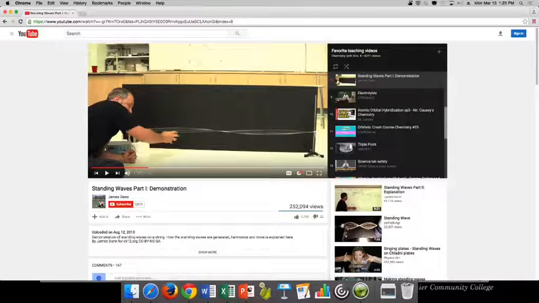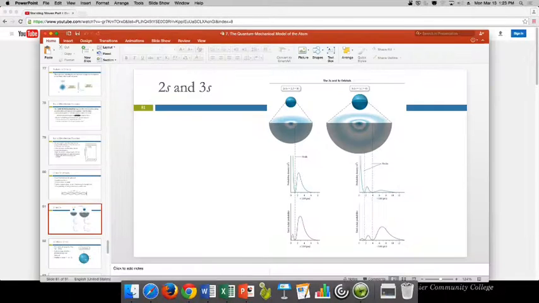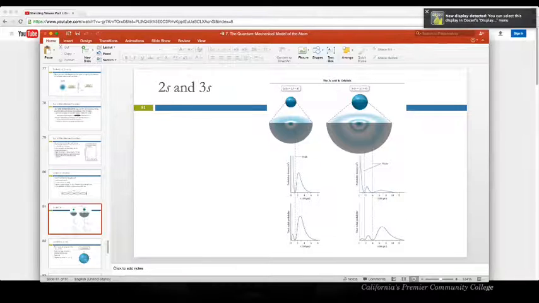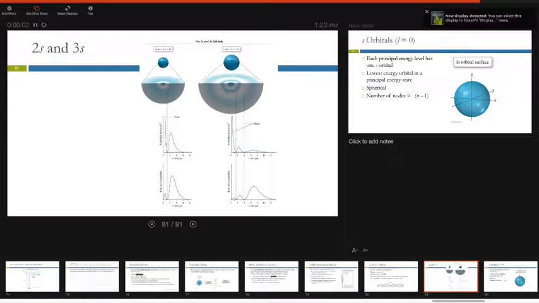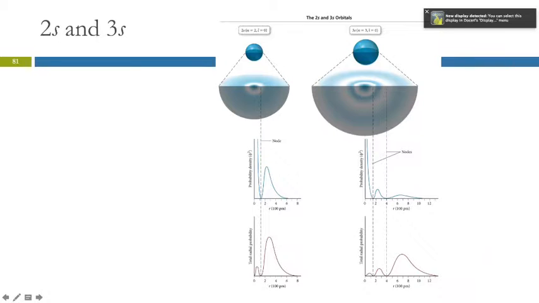Let's get back to PowerPoint. So that's what the node business is. The s orbitals at the higher principal levels have nodes in them. They're like the harmonics. And so for n equals 2, there's a node. And for n equals 3, there's a node. And if we look at the graphs, it's easier to see. There's this node here, so there's some probability here, and then it goes to 0. Then it goes back up.